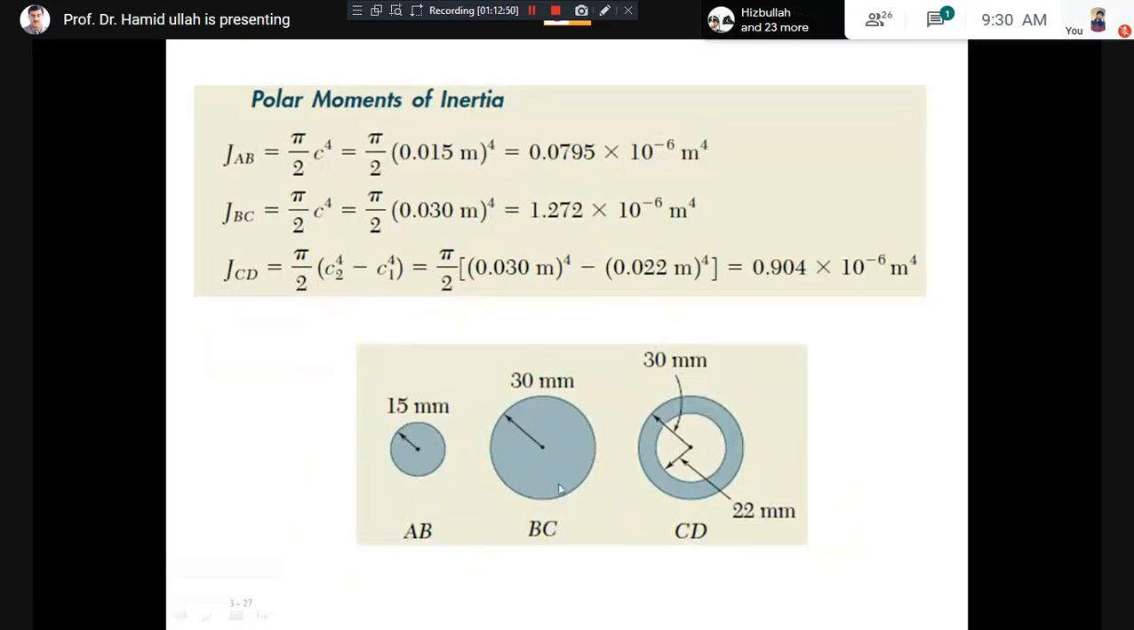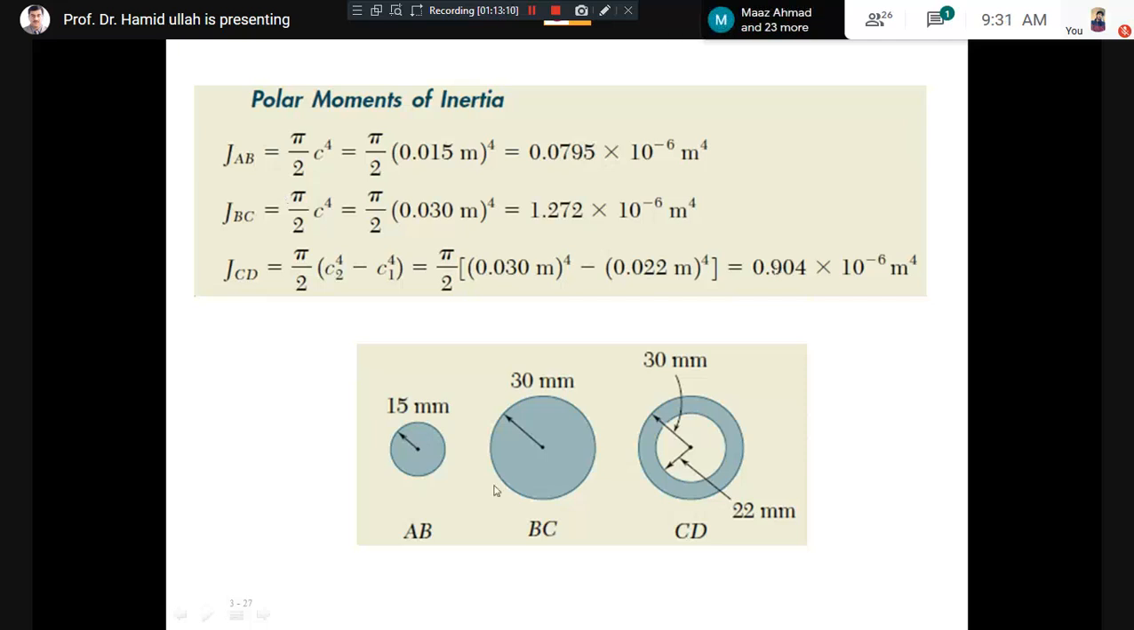Solid shaft with diameter 60 mm, so the radius will be 30 mm. And the next portion CD, there was a hole, 44 mm diameter, so the inner radius will be 22 and the outer is 30 mm. Very simple, you just apply the formula for J and you calculate the value of J for each cross section.